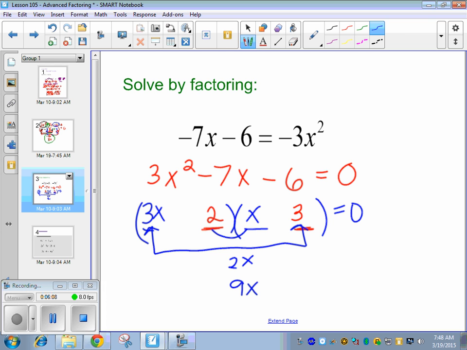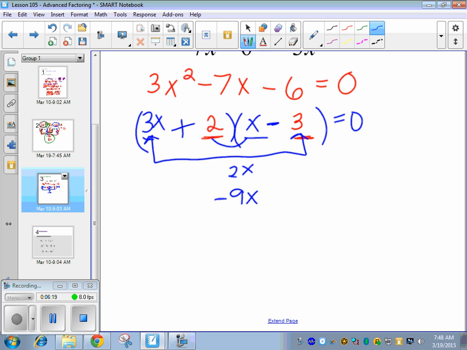Yeah, which one of those has to be negative? I'm like an amazing guesser. All right, -9x. So these have to multiply to be negative. This one has to multiply to be positive. And I factored. So I didn't have to do all the work either.